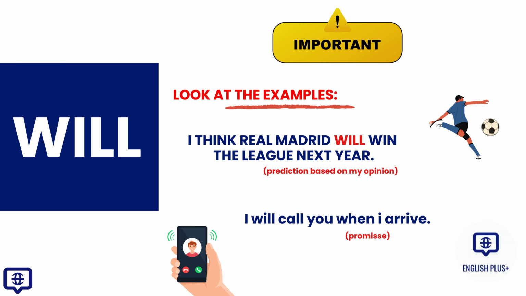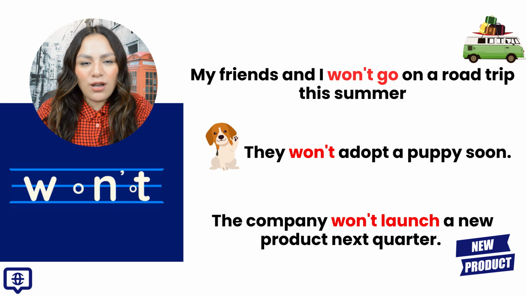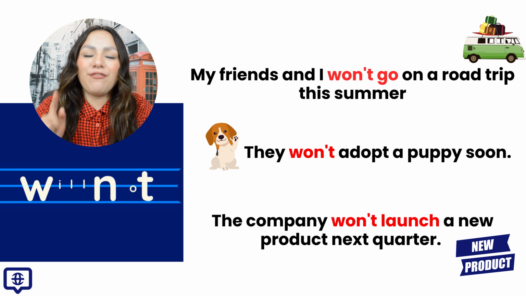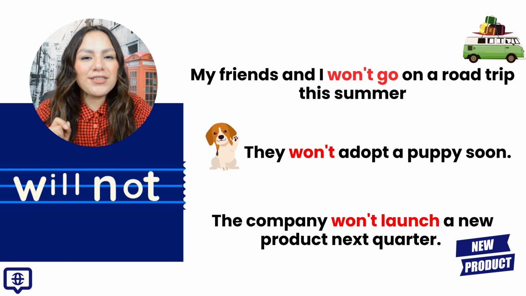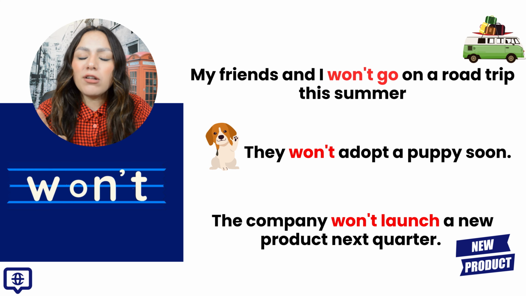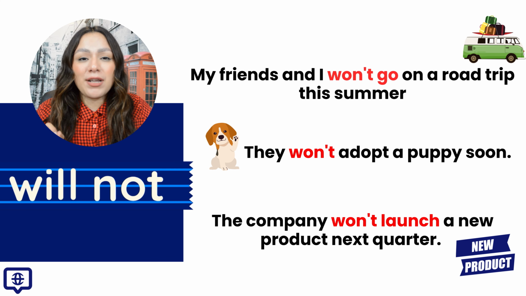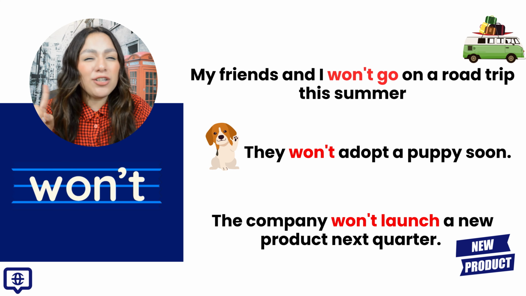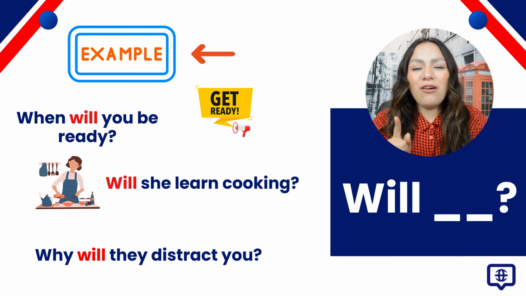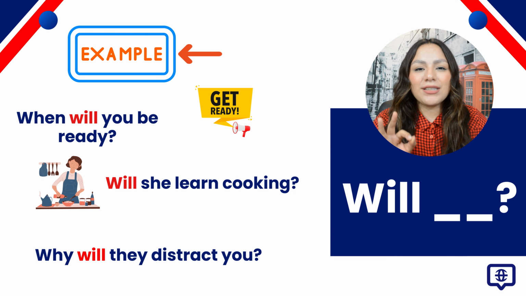Remember that we can also use will to make promises or express a prediction based on a personal opinion or experience, which means predictions without evidence. Now let's talk about won't, which is the negative form of will. Remember, since we are talking about plans, won't is going to help us express plans that we are not doing in the future.